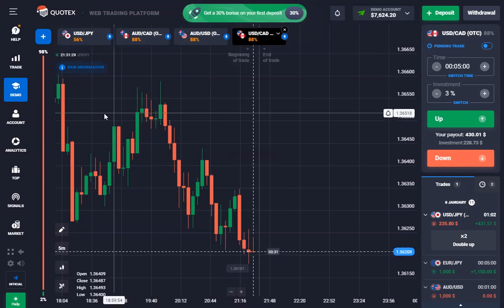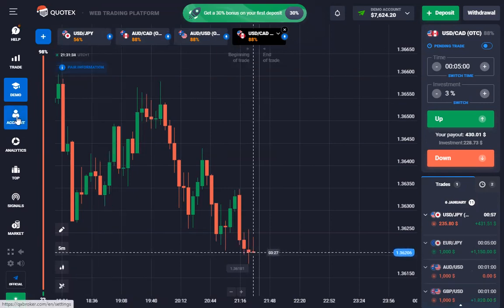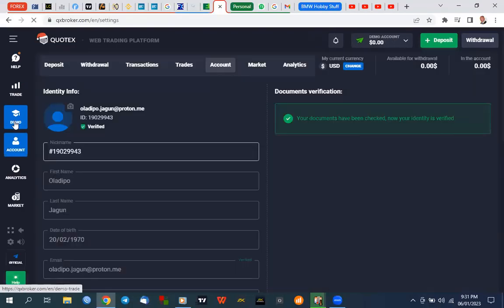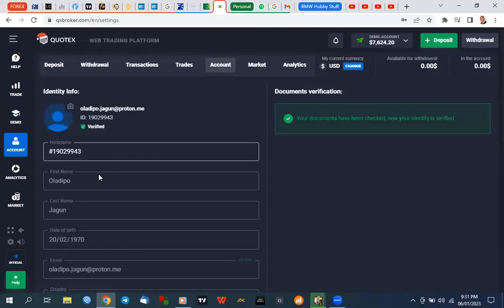Now, this is the trading area. On the left-hand side, you have your account management, which we had seen a few minutes prior.